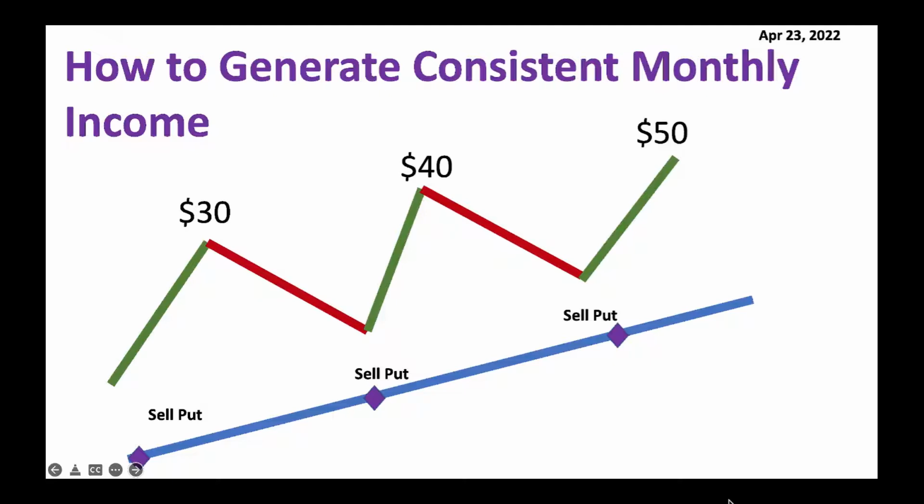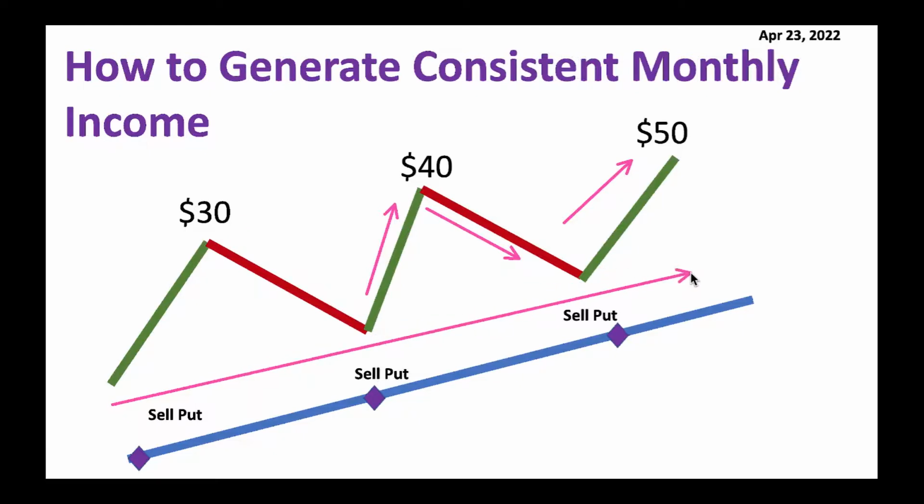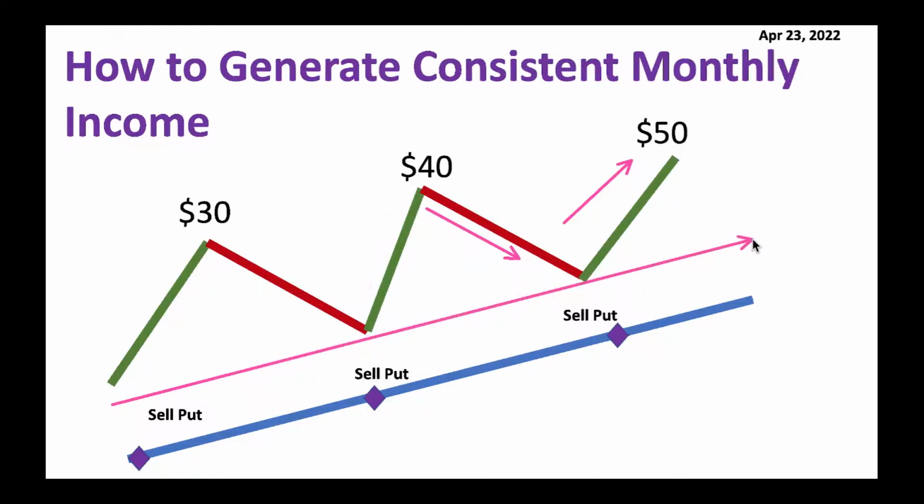Look, a typical stock or ETF normally has a positive drift or a positive bias. So in this, as you can see here, this stock went up to 30, came down to maybe 25, went up to 40, came down to 35, went up to 50. And in this case, there is a nice support level right here. There's a good support level. So what you've got to do is really sell the put option below the support level.